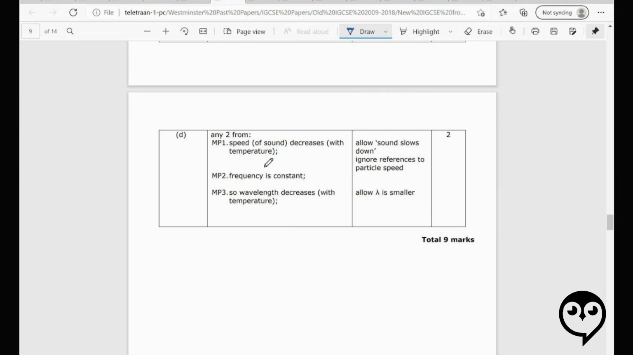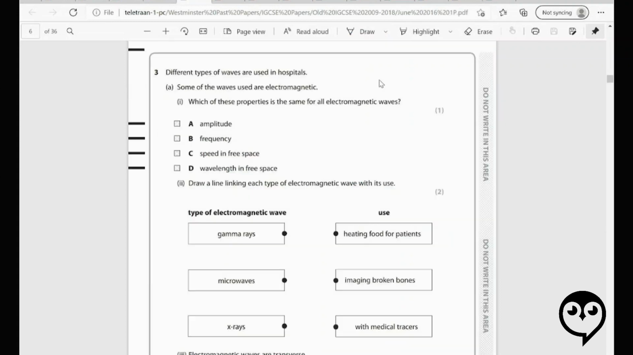Okay, and then what's going to happen when the temperature drops? Well, the speed of sound is going to decrease with temperature. We saw that frequency is constant, so the wavelength drops. Good. Okay. Paper 1 from June 2016.